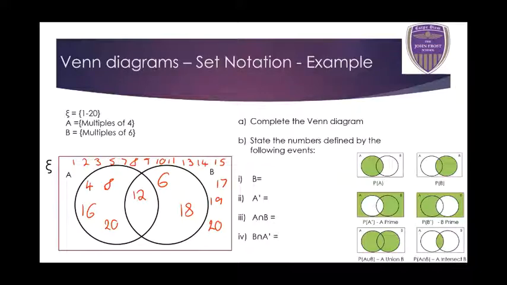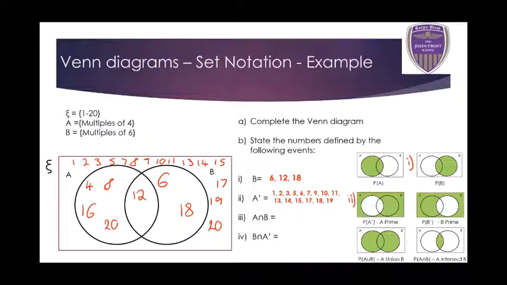So what is described by event B? Well, that's going to be this one here. So that's going to be 6, 12, and 18. What describes not A? Well, that is going to be everything outside of circle A, which is 1, 2, 3, 5, 6, 7, 9, 10, 11, 13, 14, 15, 17, 18, and 19. Okay, so all those numbers are outside of A.